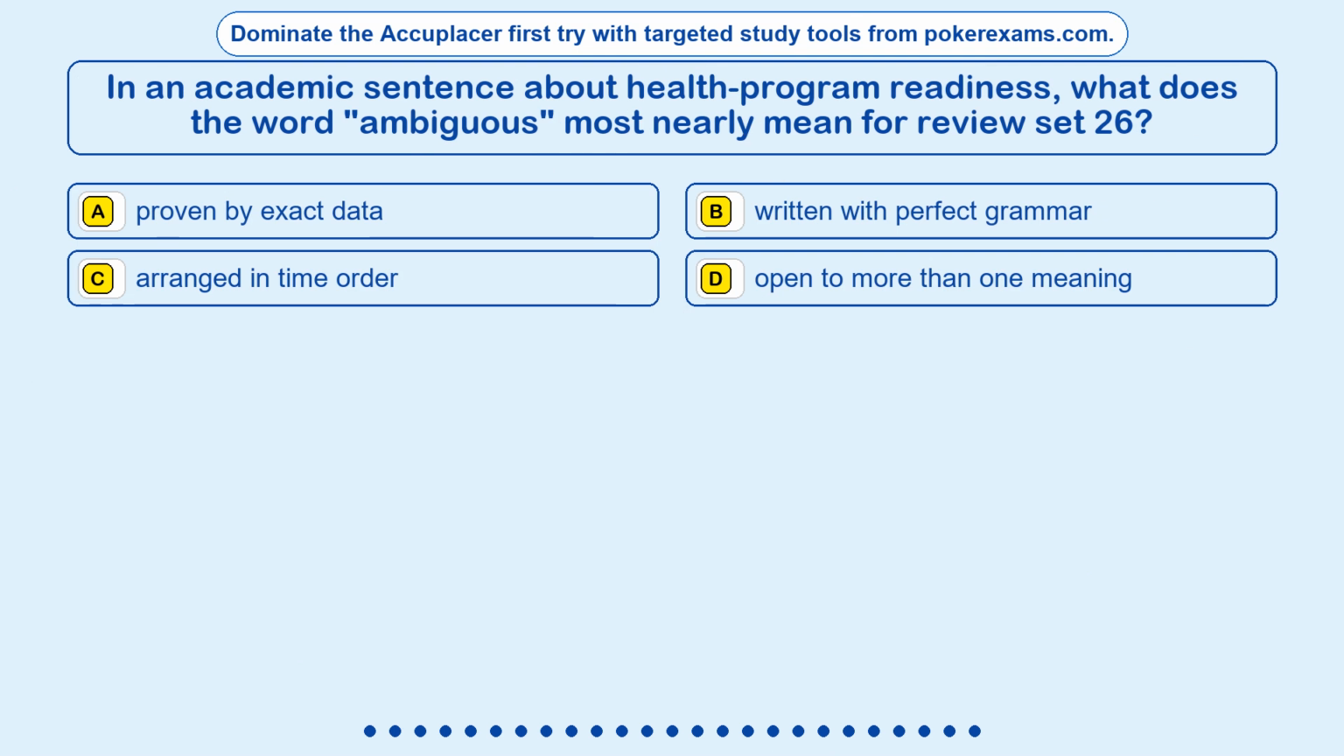Question 15. In an academic sentence about health program readiness, what does the word ambiguous most nearly mean for review set 26? Option A. Proven by exact data. Option B. Written with perfect grammar. Option C. Arranged in time order. Option D. Open to more than one meaning.